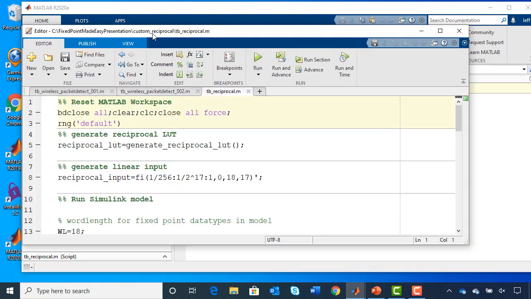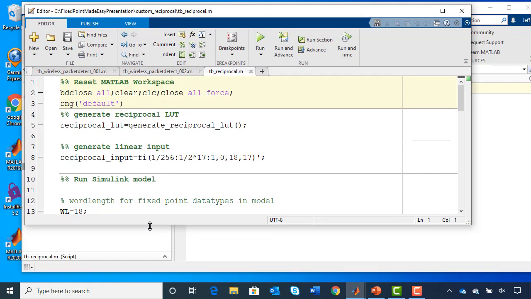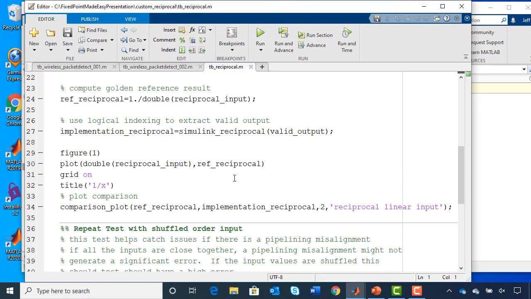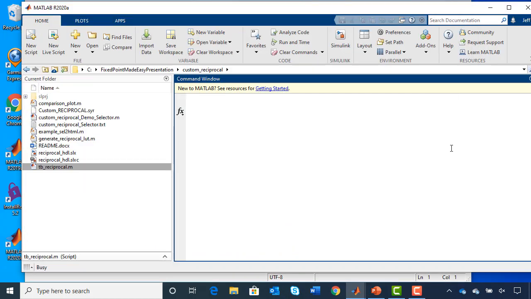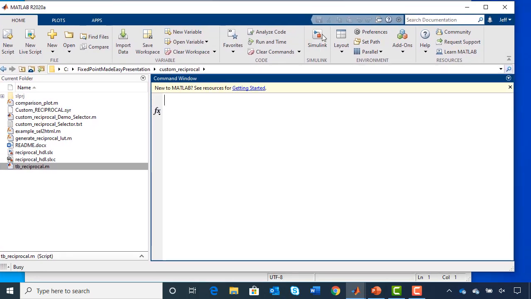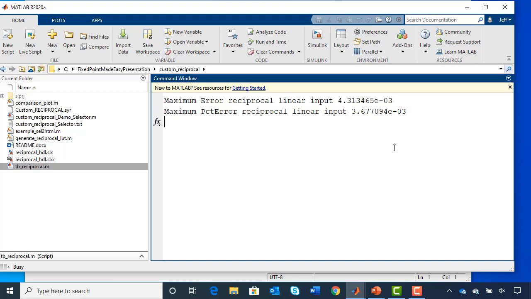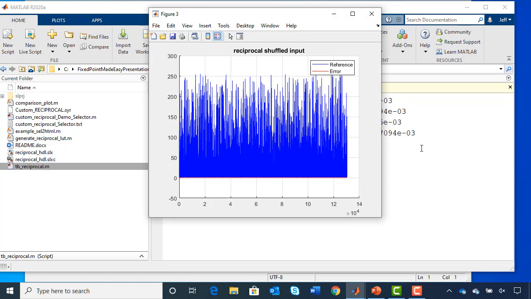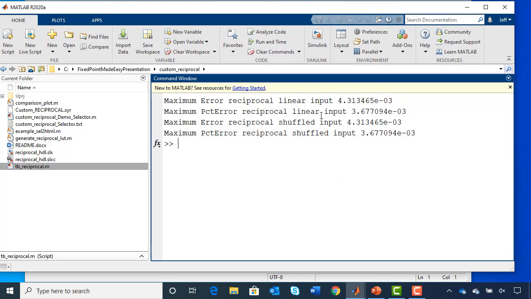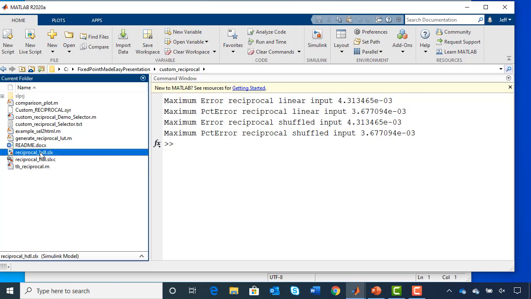And here I have a MATLAB test bench that's actually going to drive a Simulink model that's doing reciprocal. Okay, we're seeing that the maximum percent error is on the order of 3.6 times 10 to the minus 3. That's for percent error.